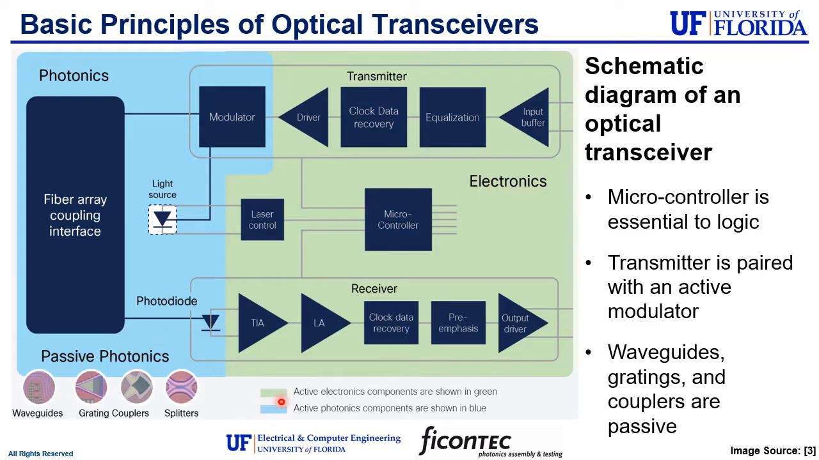Now, most of these components are active, but it is important to note that things like waveguides, gratings, couplers, and splitters are all passive photonics components that cannot be adjusted as easily since they're actually part of the structural design of the device.